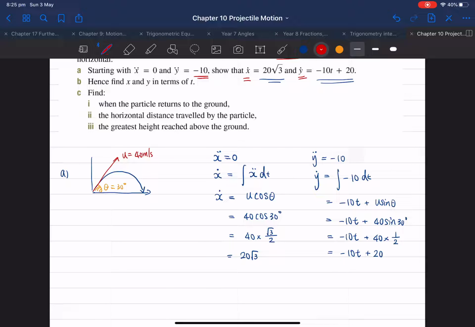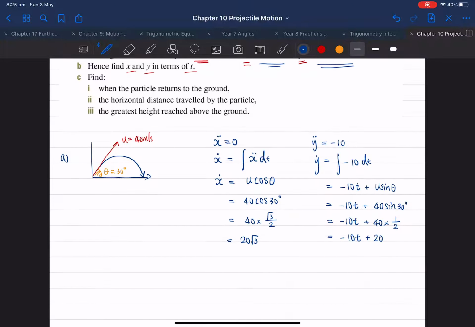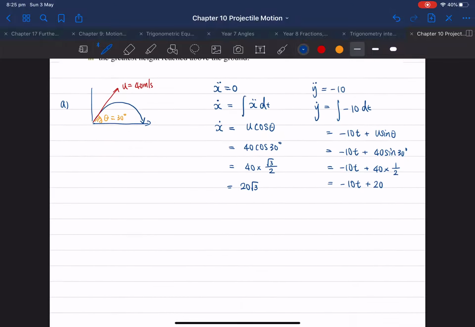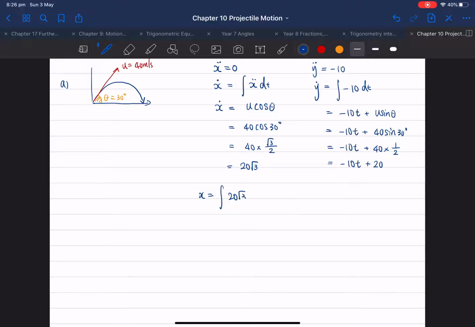All right, so the second question asks us to find x and y in terms of t, which means they ask us to further integrate and find the other two equations in terms of the displacement this time. Okay, so let's do that. Let's just look at the initial condition. It's starting from the horizontal ground. That's all we need. Okay, so x is equal to, when we integrate 20 square root of 3 dt, x is equal to 20 square root of 3 t. Alright, so that would be the first answer, the displacement function here.